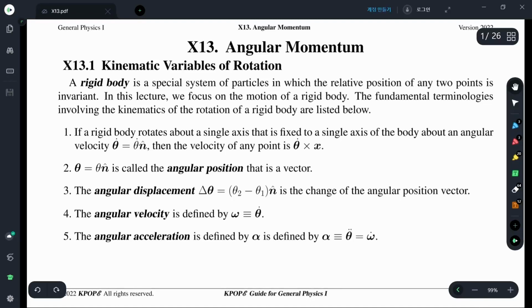In this class, we study angular momentum. Angular momentum is very similar to the linear momentum that we have studied until now, but it is related to the rotation. Before we begin, let us review what we have done with the linear momentum.